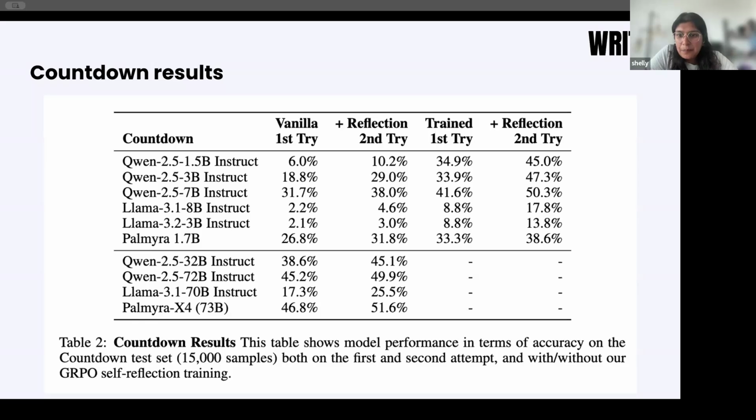But we again see some really similar results. You can see the prompting technique helps, and then the training helps. And again, you can bring Qwen 2.5 7 billion with the training, with the reflection, up to over 50%, which again handily beats Qwen 72 billion. And it just gets close to the performance of Palmyra Explorer, which is cool. Awesome.